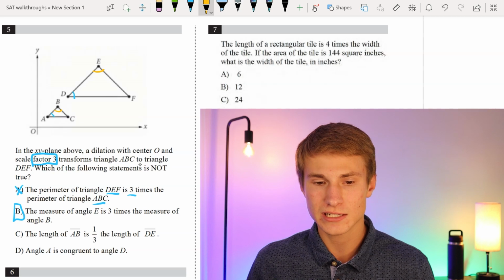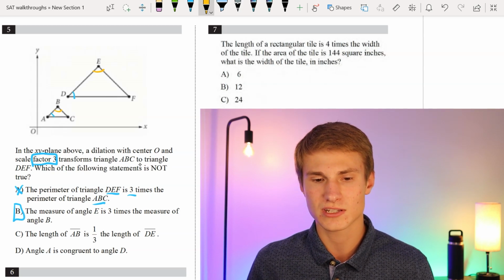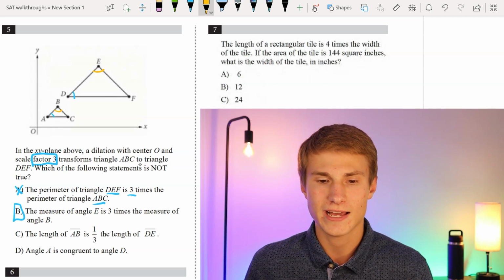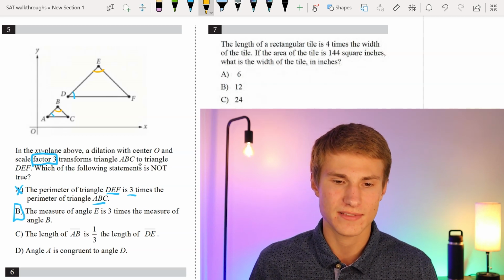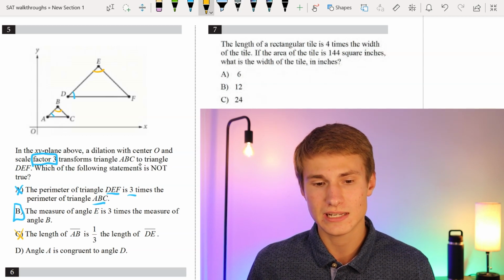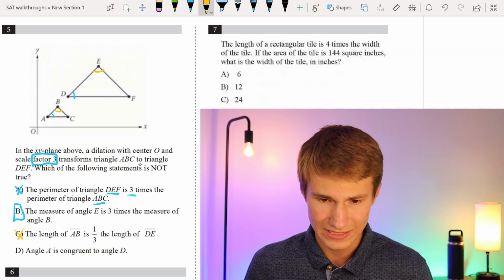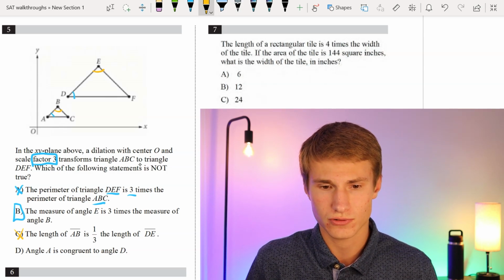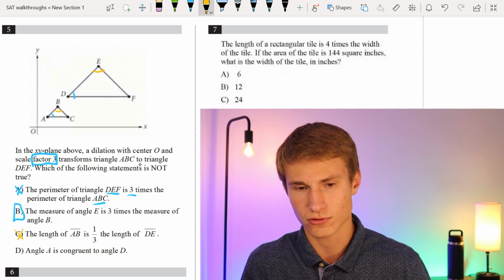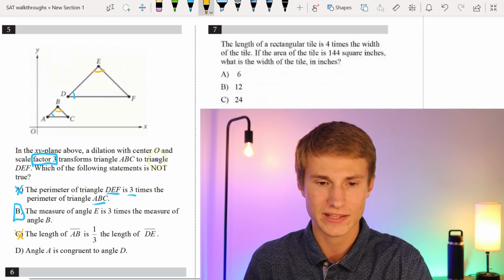Now, if we take a look at C and D, just so that you can learn a little bit more about the situation, the length of the line AB is 1/3 the length of DE. We see that that's also going to be true. Answer choice D, angle A is congruent to angle D. We see that that's also true, right? Angle A, which I marked in blue, is congruent, which means the same as angle D. So our answer there is going to be B.